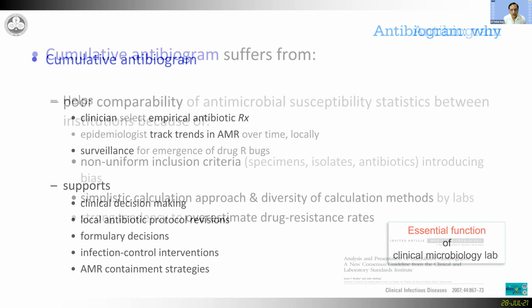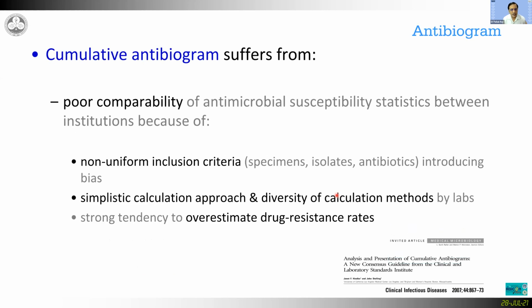Now, the main problem with cumulative antibiograms is that unless we know the details of how to prepare them, what the dynamics are, and how to interpret them, there is poor comparability of antimicrobial susceptibility statistics between institutions, particularly because there are non-uniform inclusion criteria.